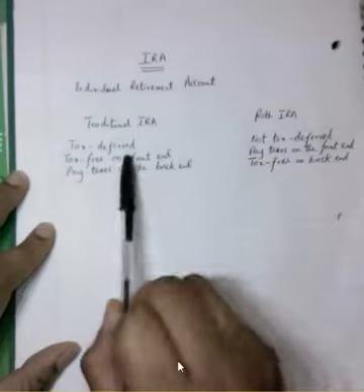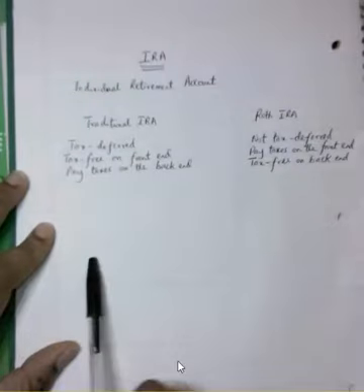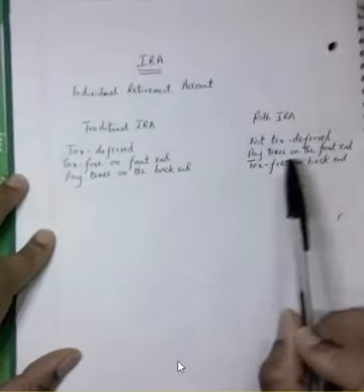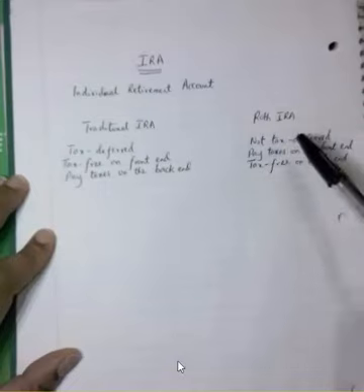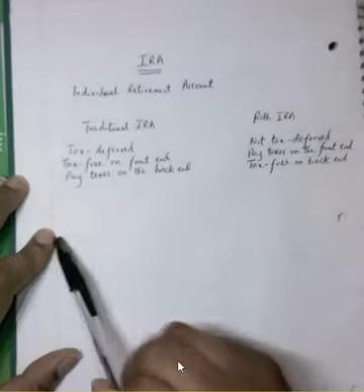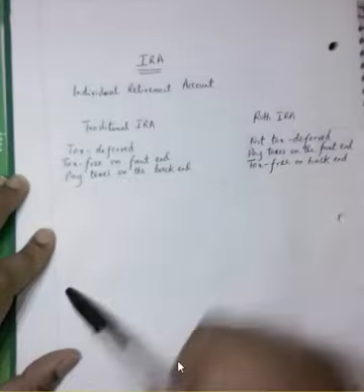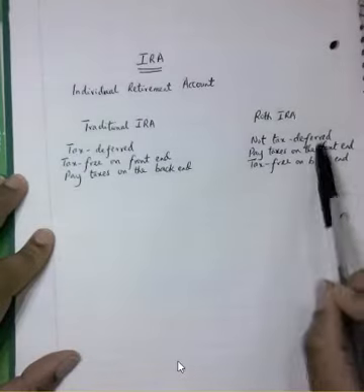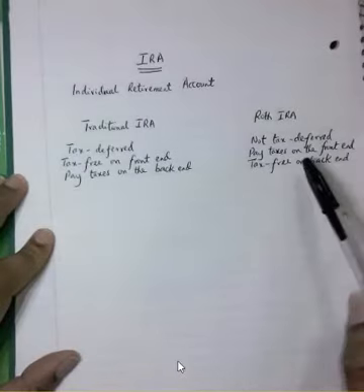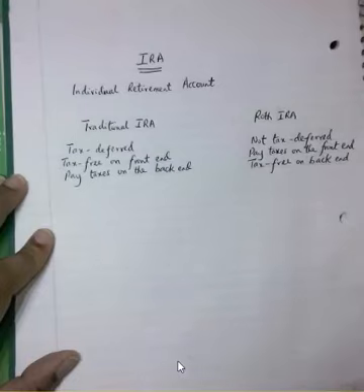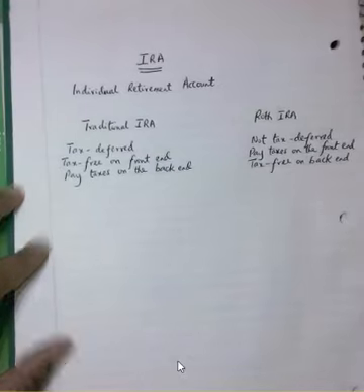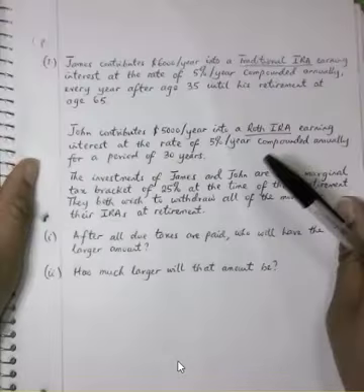Here you will pay tax when you withdraw it. Here you pay tax up front. Here you won't pay tax up front. It's tax deferred. You just pay taxes when you want to withdraw it. But here you have to pay taxes first, and you can withdraw anytime tax free. There are several other differences, but this is enough for us to solve this question.